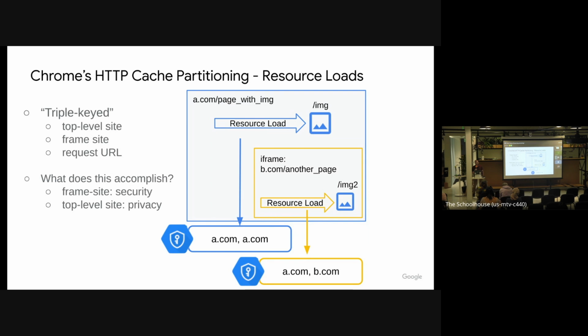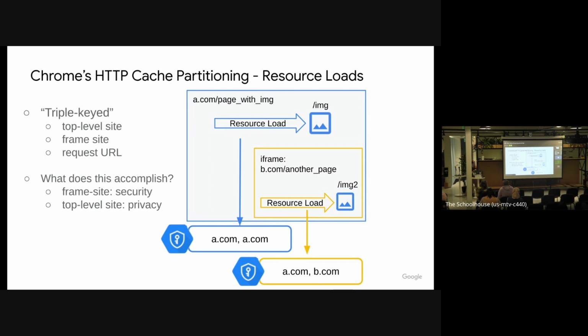And then there's an iframe embedded within that page that fetches a different image. Its triple key will be different because it has the same top level site but a different frame site. And so these keys are conceptually different. What this does is add security and privacy, specifically because the frame site prevents a website from learning timing information about requests made from a different site. And the top level site adds privacy by preventing one origin embedded on a bunch of different sites from being able to share state and communicate potentially through timing information.